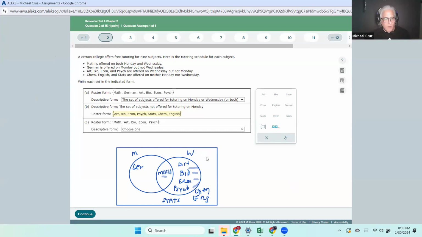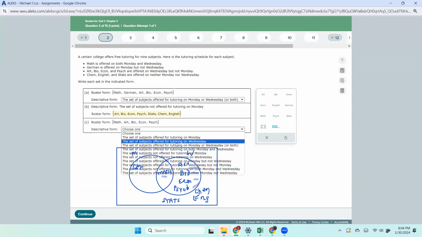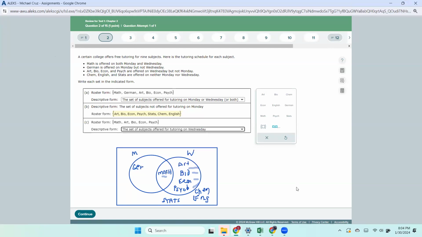Well, but not Monday. But math is offered on Monday, so we can't say offered on Wednesday but not Monday. Okay, so it's offered on Wednesday, right, because math is in there, and that's offered on Monday. So it's anything offered on Wednesday. Right. So there we go.